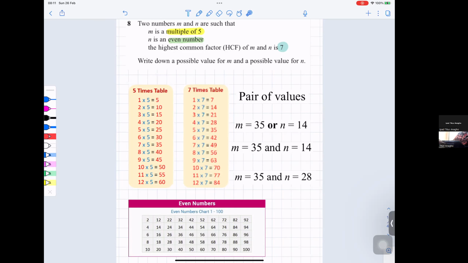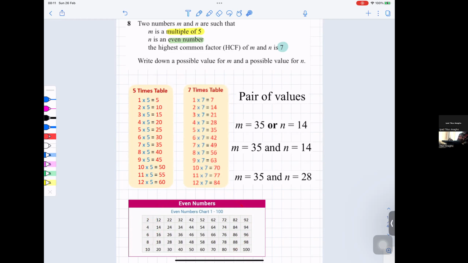So the first thing you need to do is get your 5 times table. That's the 5 times table there. 1 times 5 is 5, 2 times 5 is 10. And then you get the 7 times table. 1 times 7 is 7, 2 times 7 is 14. And then I've got a chart underneath there for the even numbers. Even numbers are 2, 4, 6, 8, 10, and so on.